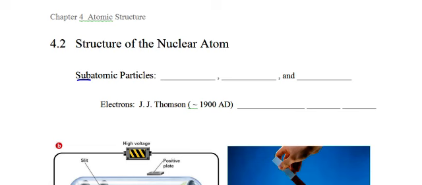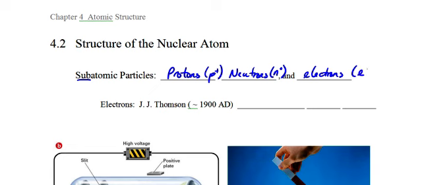Now, these particles are protons, which we're going to abbreviate P positive, neutrons, which we're going to abbreviate N0, or N with a zero as the exponent, and then electrons, which we're going to abbreviate E with a minus sign on it. All right, I'm sure you've heard these three subatomic particles before, but now we want to talk about why we believe these particles exist, or at least in part why we believe these particles exist.